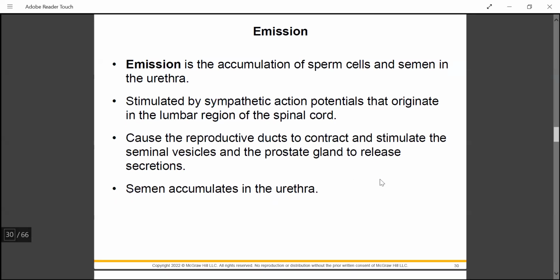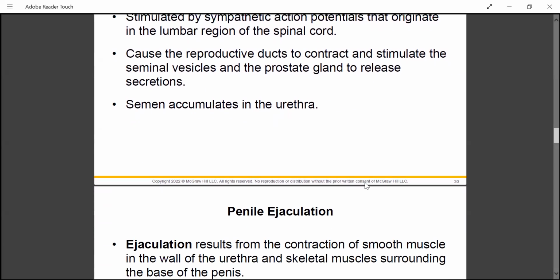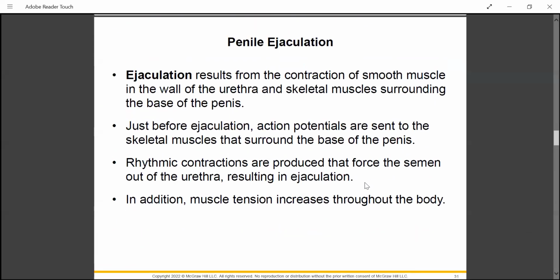So during emission, there's going to be actual contraction of the ducts and glands. This helps to move the fluid along as well as allow the glands to contribute their secretions to the semen. And then ejaculation will result with a smooth muscle contraction. And the smooth muscle surrounds the urethra itself. And there will actually also be some skeletal muscle contraction that occurs at the base of the penis from some of the pelvic floor muscles, which help to propel or put pressure on the urethra.